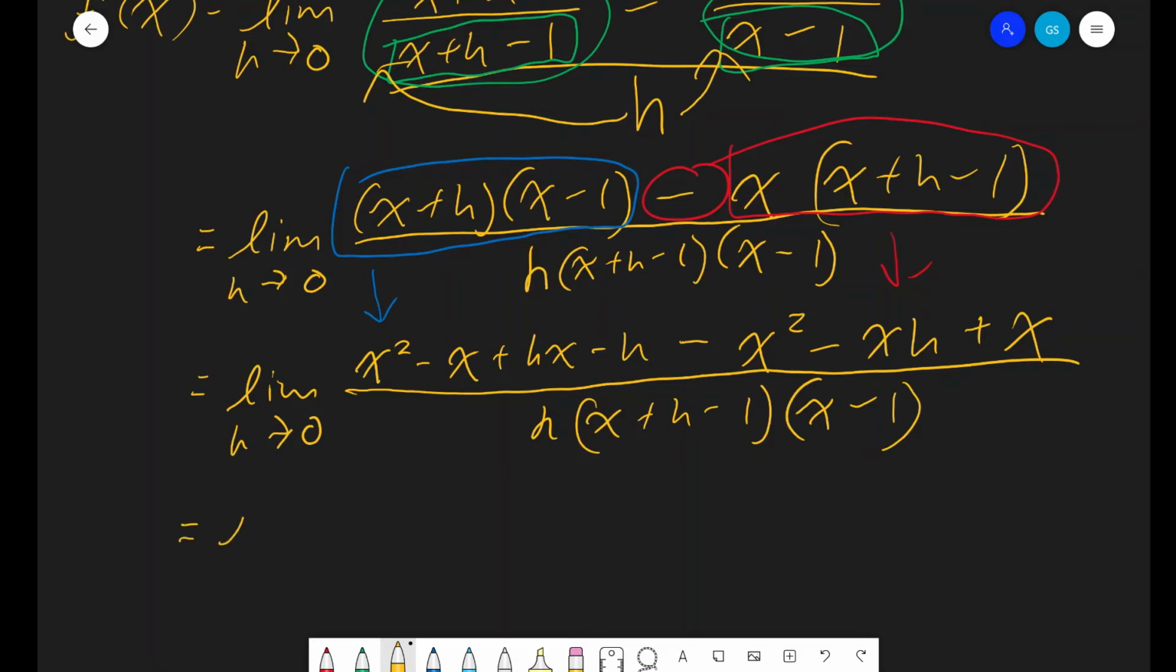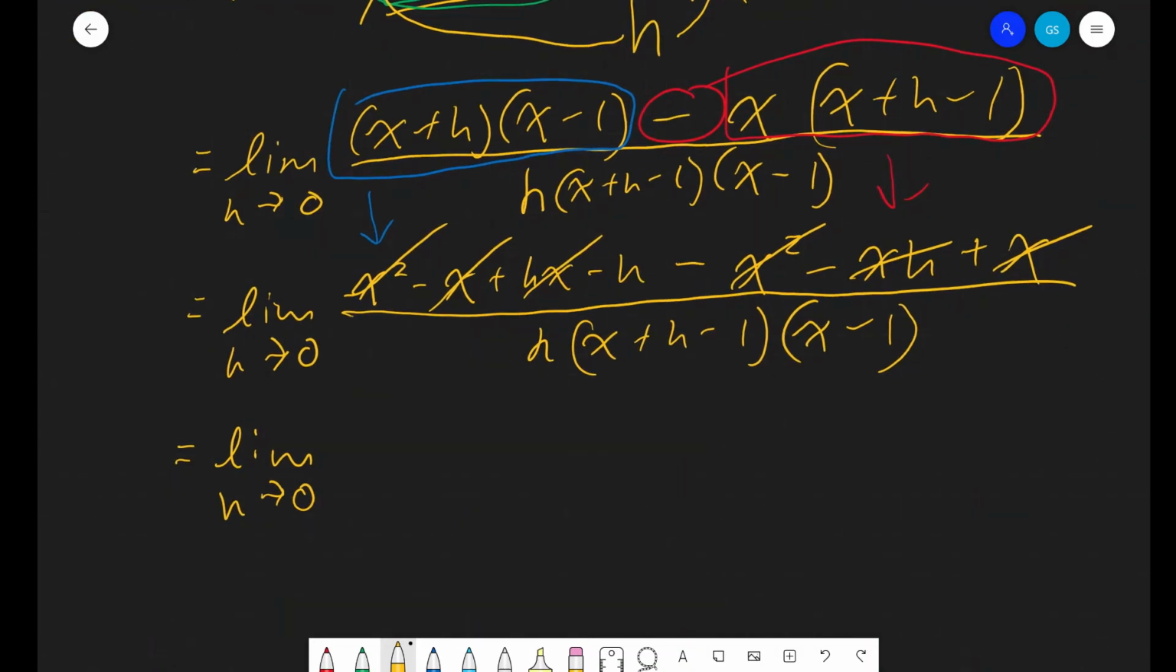And so, like we did in that previous example, now we're just going to try to simplify. Our x squareds here cancel out. Our x's cancel out. Our h of x and xh, that's just the same thing, they cancel out. So all you're left with now is a negative h. Yikes, that's huge. Hold up. Negative h all over h, x plus h minus 1, x minus 1.